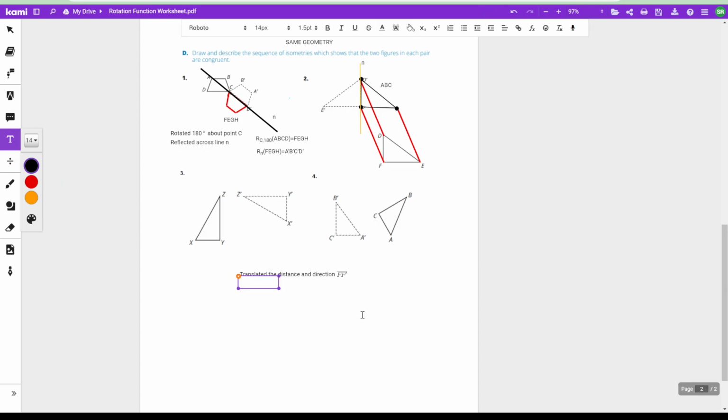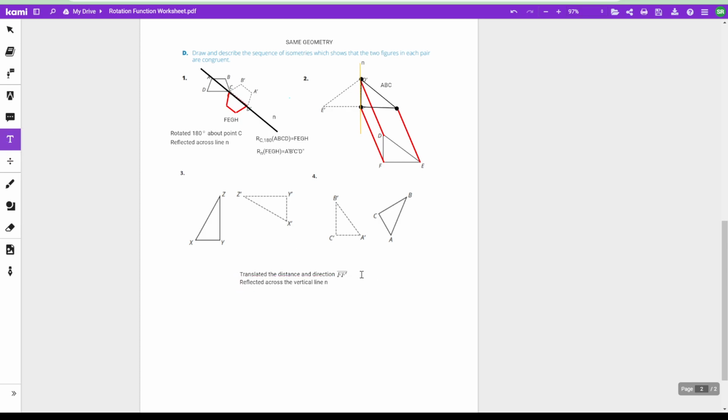The second step was to reflect across a vertical line. Reflect across the vertical line N, or rather reflected across the vertical line N. So that's the worded description of this sequence of transformations, or sequence of isometries.